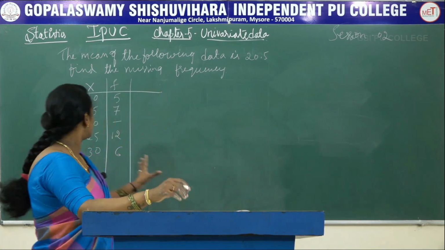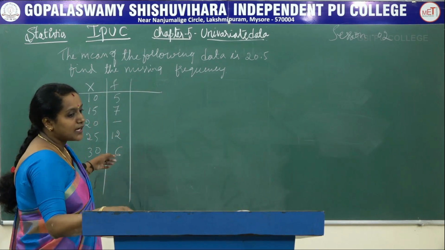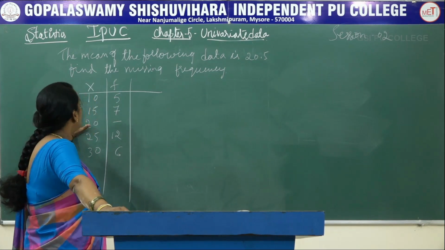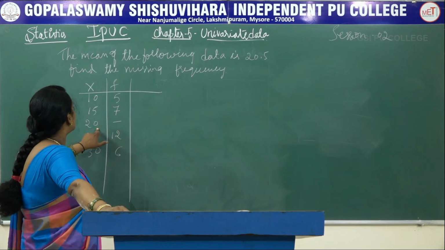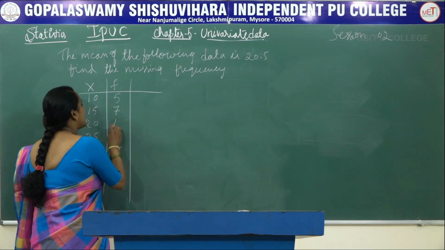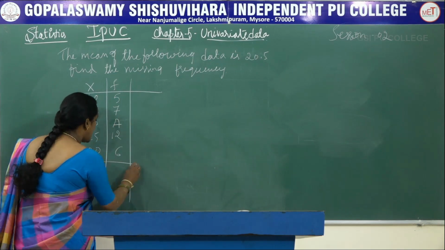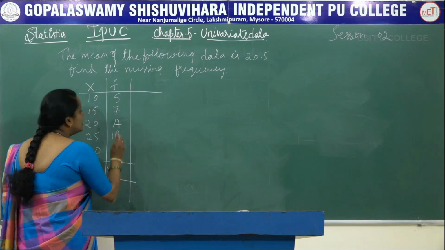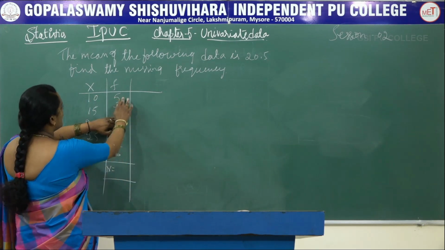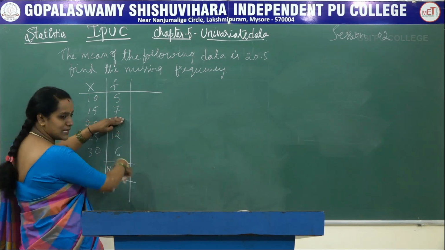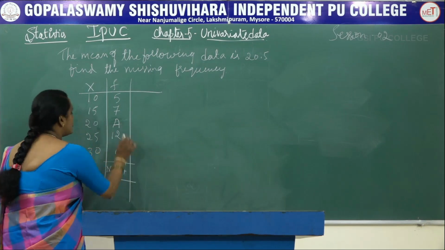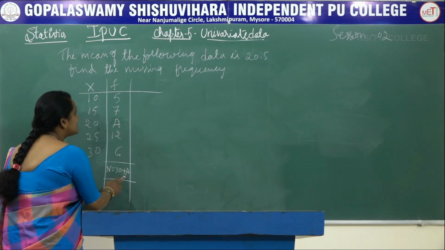See, you just observe the data whatever they have given. In this x and f, this is a discrete type of data, and here for x equals 20 we don't know the frequency. So I'll denote our missing frequency as capital letter A. Then I'll take the n value first. You just leave this A value and add all the values 5, 7, 12 and 6, and the summation will be 30, and the remaining value A I will take as it is, that is 30 plus A.